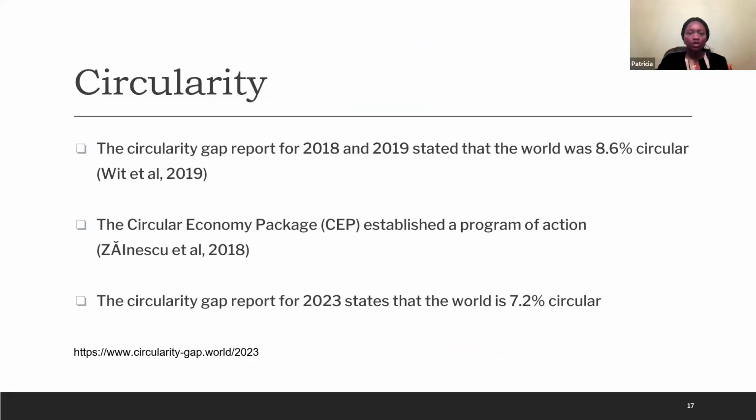And one of the suggestions for circularity: in the Circularity Gap Report for 2018 and 2019, it says the world is 8.6% circular. The circular economy package established a program of action, and the Circularity Gap Report for 2023 now says 7.2% circular. So we see that circularity is reducing. We need new models, new practices, interventions to make the world more circular.